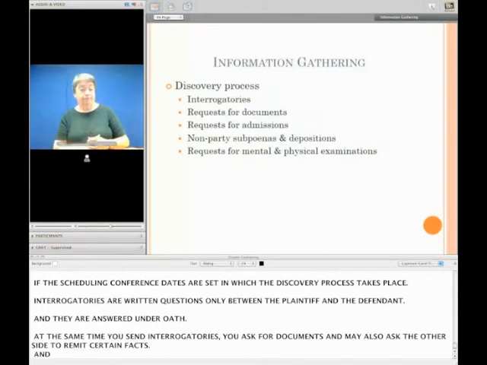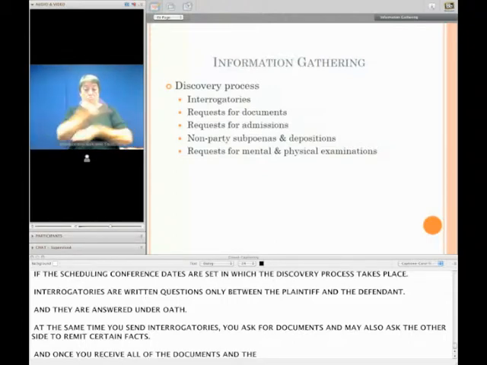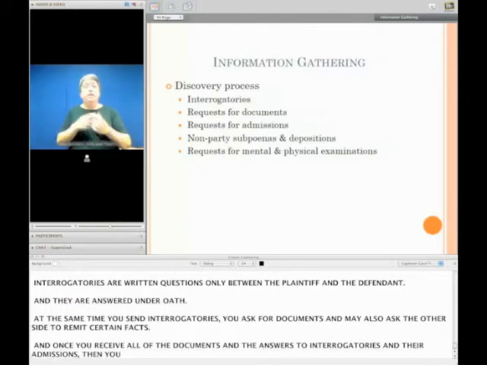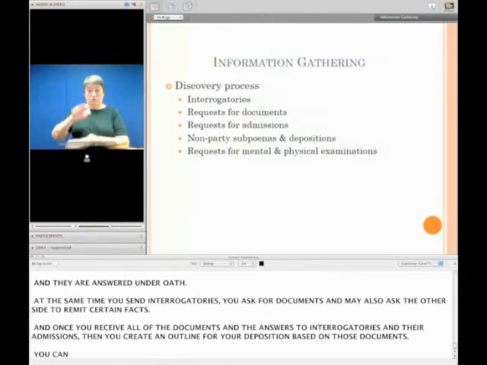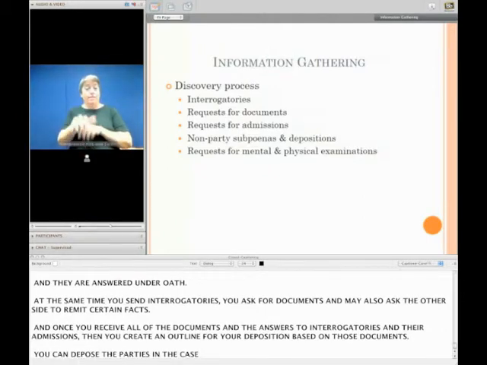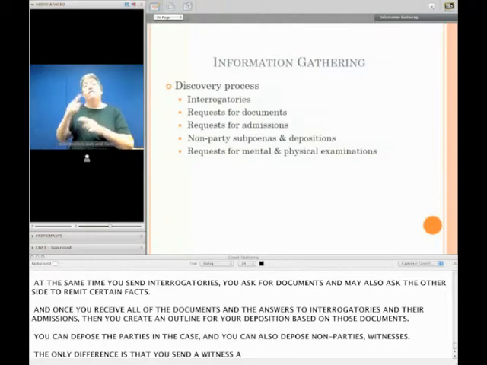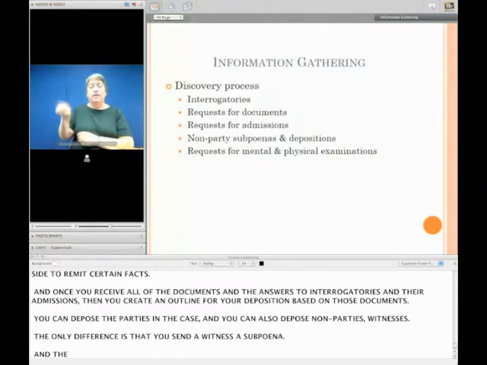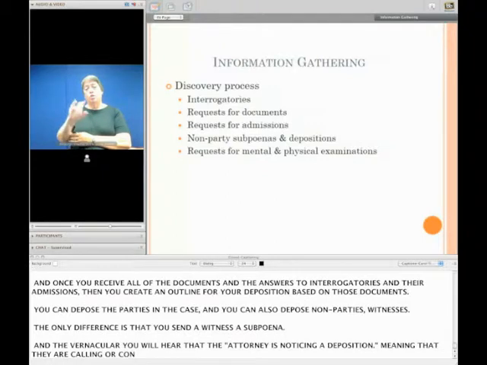And once you receive all of the documents and the answers to interrogatories and their admissions, then you create an outline for your deposition based on those documents. You can depose the parties in the case, and you can also depose non-parties, witnesses. The only difference is you send a witness a subpoena. And the vernacular you'll hear is that the attorney is noticing a deposition, and that means they're calling or convening a deposition, to notice a deposition.